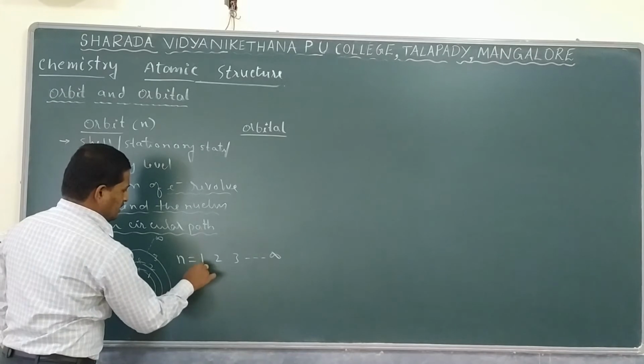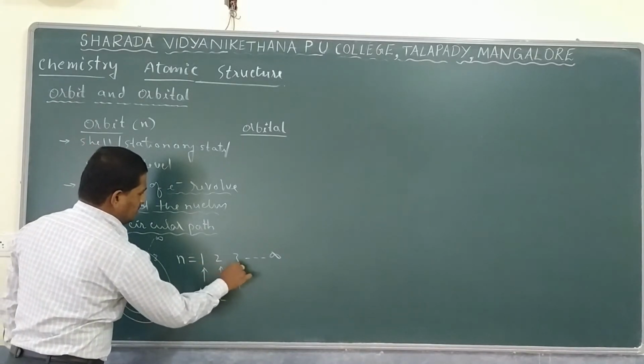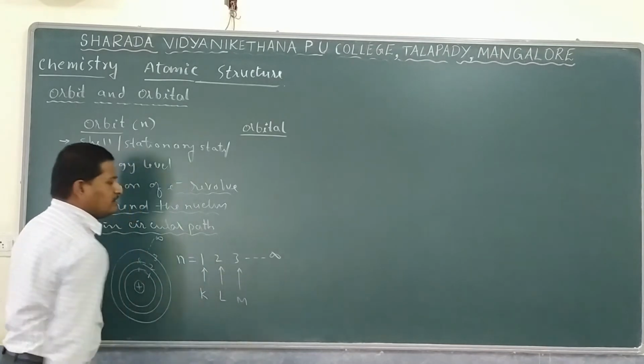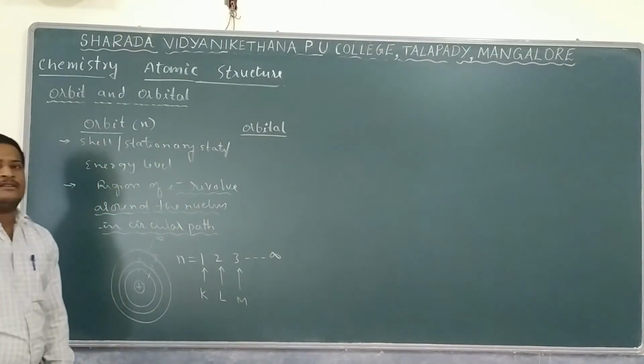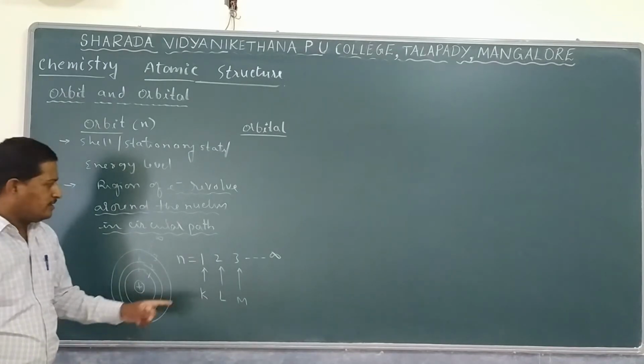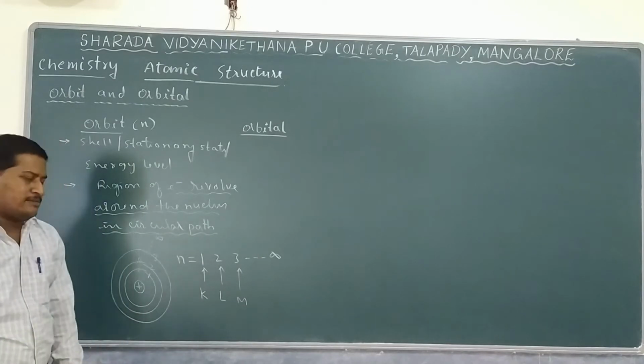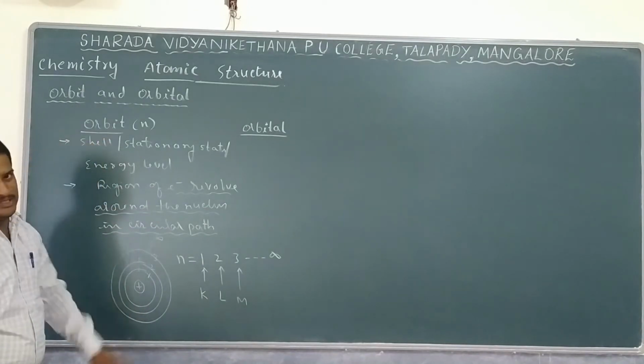The first shell is nothing but the K shell, the second shell is the L shell, the third shell is the M shell, like that it will go. So far, for an atom with atomic number 118, the last electron is accommodated in the 7th shell. Up to the 7th shell we use, not more than that. So that tells about the orbit, that's all.